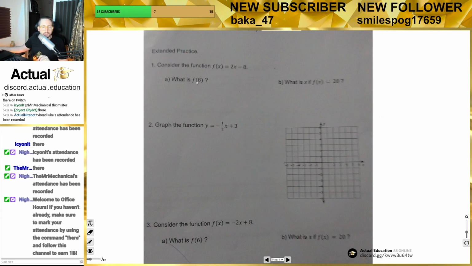F of 8. Okay. Let's remember when I have a function that says f of x, this means the independent variable is x. The dependent variable is f of x. So when I write f of 3, that means I need to plug in x equals 3 into the function and just get a value. So here I have f of x is 2x minus 8, and they ask you what f of 8 is.